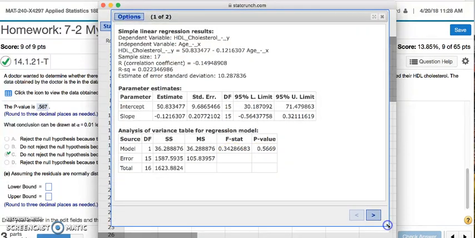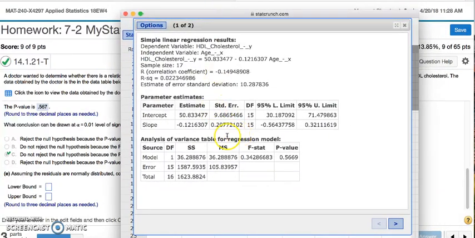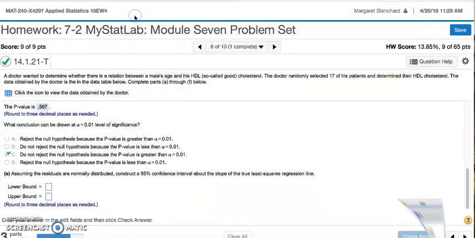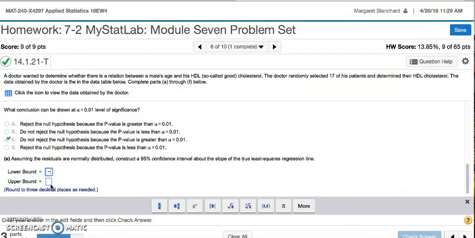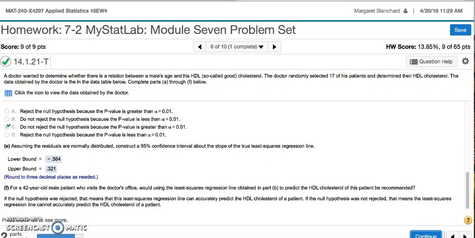And we are looking for the confidence interval of the slope, and that would be right here. So you see we have slope, and there's our confidence interval. Our lower limit is right here, and it said to round to 3 decimal places. So we're going to have negative 0.564 and 0.321. Let's put those in. Negative 0.564 and 0.321. Check answer. Good job.